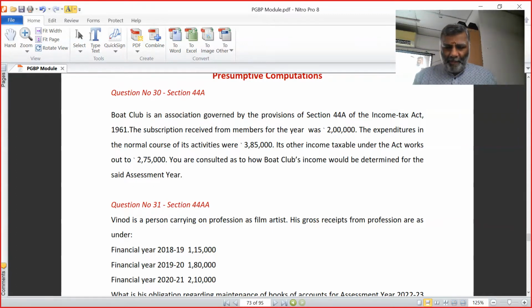And therefore a question on page 73. Boat club is an association governed by the provisions of section 44A. That is, it is not a mutual concern. The subscription received for the year is 3 lakhs. Expenditure in the normal course was 385, 2 lakhs and 385. Its other income taxable is 275. You are consulted as to how boat club's income would be determined for the said assessment year. Read through.